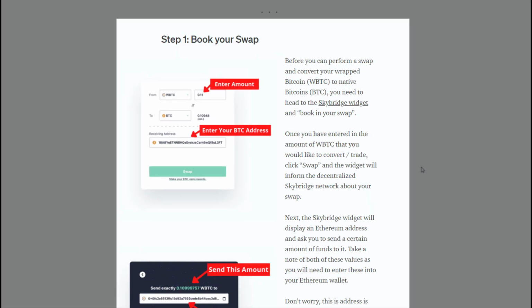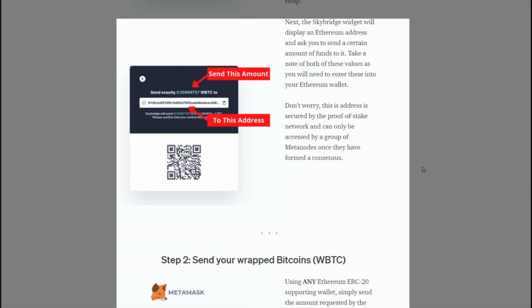Step 1, book your swap. Before you can perform a swap and convert your wrapped Bitcoin to native Bitcoin, you need to head to the Skybridge widget and book your swap. Once you've entered in the amount of WBTC that you would like to convert or trade, you click swap and the widget will inform the decentralized Skybridge network about your swap. Next, the Skybridge widget will display an Ethereum address and ask you to send a certain amount of funds to it. So you've got to take a note of both these values as you'll need to enter these into your Ethereum wallet.